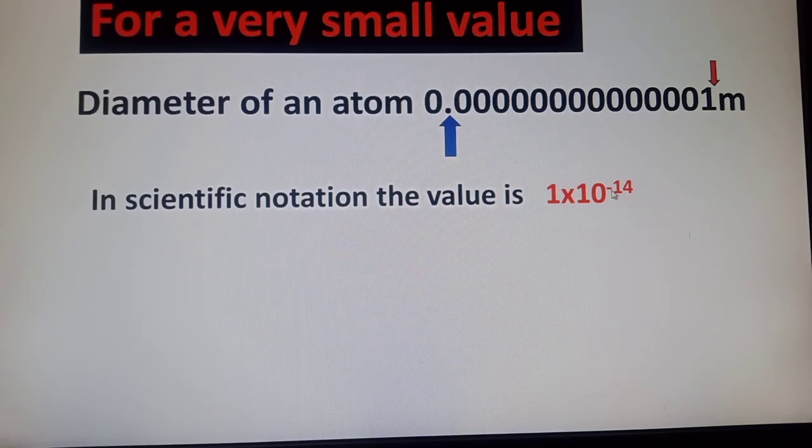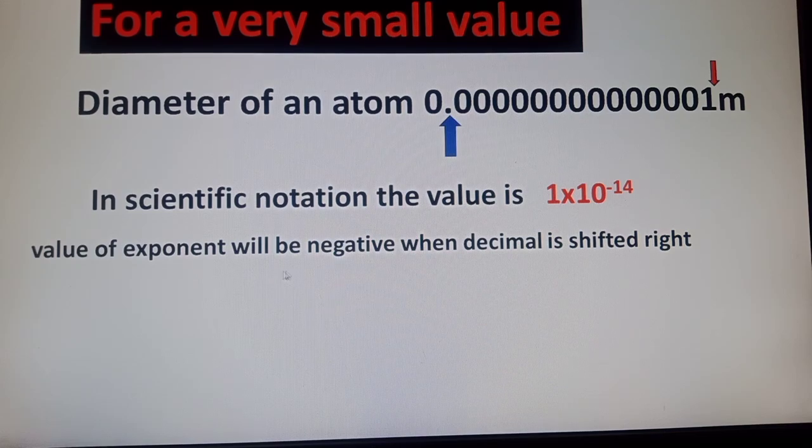As you know, we shifted the decimal towards the right, and I told you if you shift a decimal towards the right to bring it after the first non-zero digit, the value of the exponent will be negative. The value of the exponent will be negative when the decimal is shifted to the right. Keep this principle in your mind.